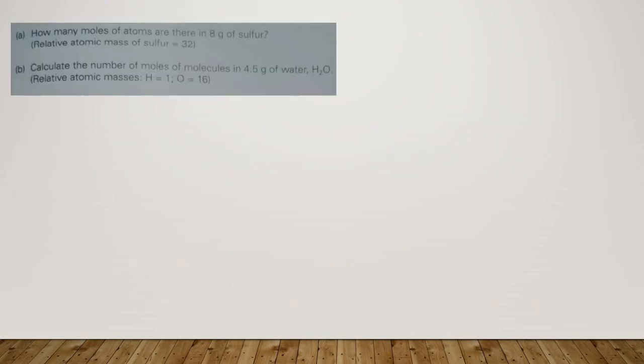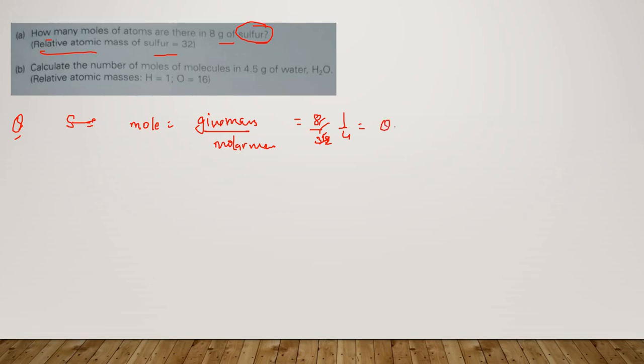Let's see some examples. The question asks: how many moles of atoms are there in 8 gram of sulfur? Sulfur here means one sulfur atom. So what is the relative atomic mass? It's 32. We have just discussed that the mole will be the given mass divided by the molar mass. So it will be 8 divided by 32, which is 1 by 4, which is nothing but 0.25 mole. Now let's talk about question B.